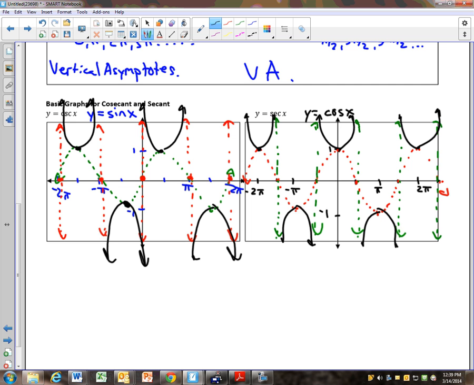What do you think? Sine and cosine behave the same way, right? Remember when I took sine and cosine and I picked up the cosine graph and I put it over the sine graph? It was just shifted a little bit.